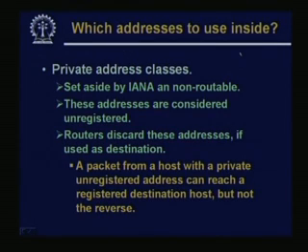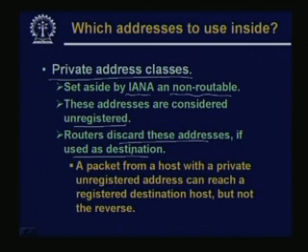And talking about which addresses to use in the private network, there are some private address classes which I had also mentioned before. Let us very quickly brush through it. These have been set aside by the address assignment agency as non-routable, meaning these are unregistered. Routers will discard these addresses if they are used as destination, which means that a packet from a host with a private address can reach a registered host, but not the reverse, because if you are trying to have the reverse connection, then the address of that private network has to be in the source part, which the routers will ignore. So from the private network you can reach an outside host, but not the reverse.